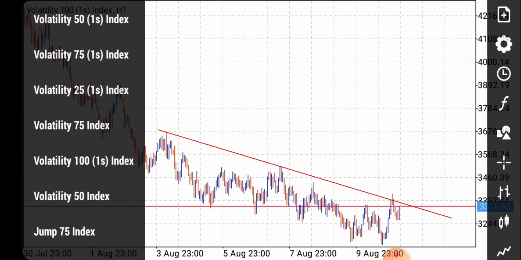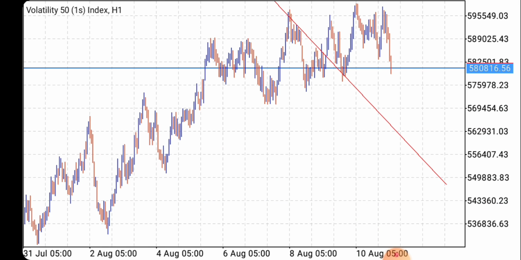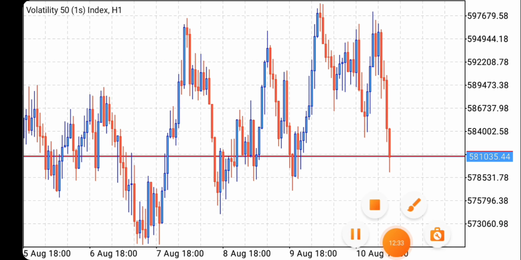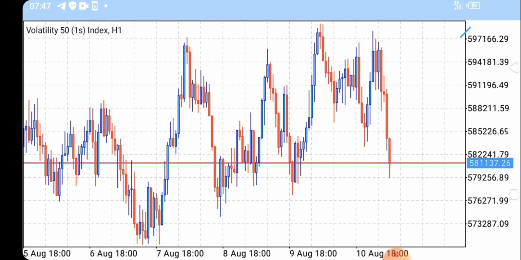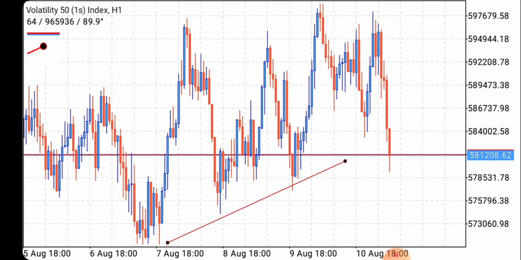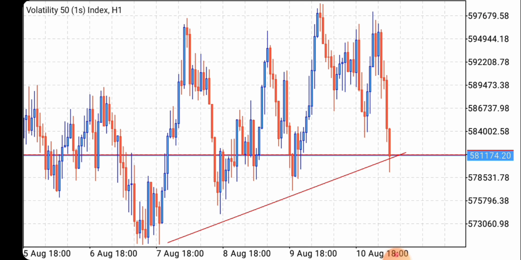Let me show you another example. This is another example, volatility 50. You can see that this market is in an uptrend. So when you just zoom, you know that here you can use your trend line without any disturbances. Okay, so you pick your trend line, you connect.